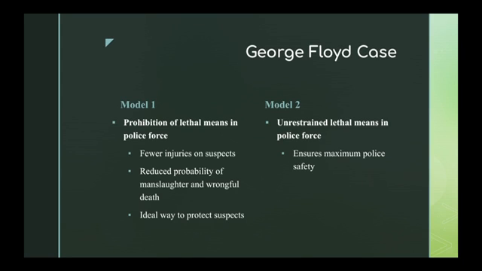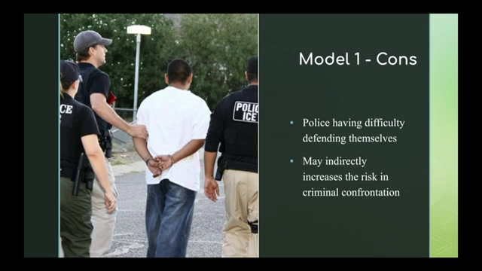Model 1 will cause fewer injuries to suspects during arrests. It is an ideal way to protect suspects and effectively restrain police officers from abusing their authority. Model 2 ensures maximum police safety. However, they may have difficulty defending themselves against violent criminals. They may hesitate during arrest when penalties for those criminals are applied, which greatly increases the security risk in confrontation.